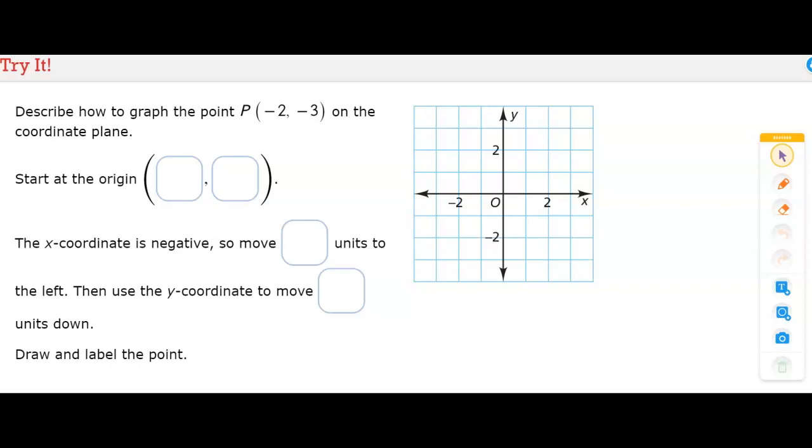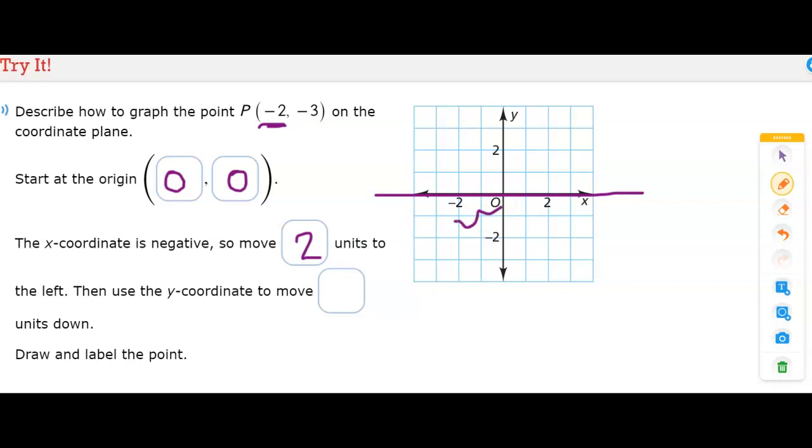Describe how to graph the point P, (-2, -3) on the coordinate plane. Start at the origin, right in the middle, which is 0 and 0. The x-coordinate is negative, so move blank units to the left. So x is -2. So -2 is going to be on the x-axis. This is our x-axis here. I'm going to go to my left, and that's going to be 2 units to the left because it's -2.